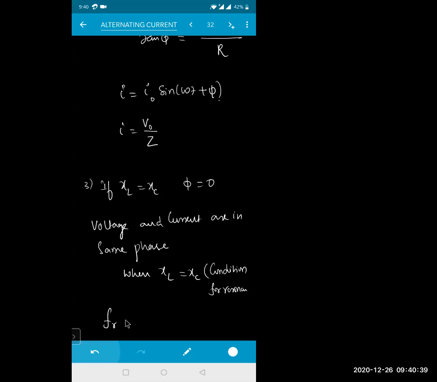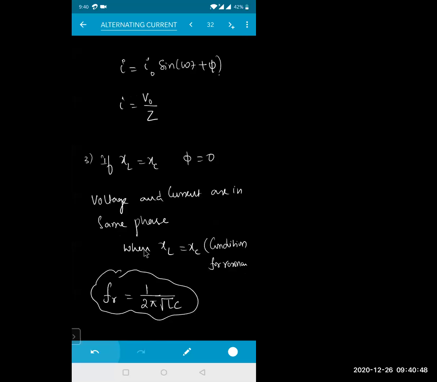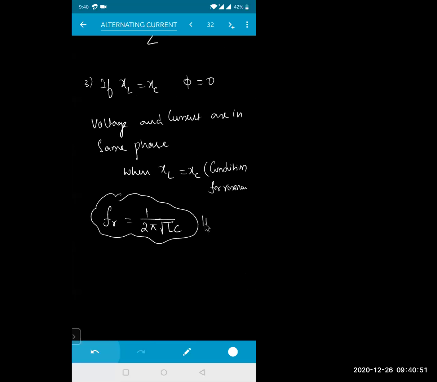So the resonant frequency will be 1 by 2 pi under root of L into C. This will be your resonant frequency, and the unit for this is hertz. So fR is known as the resonant frequency, and omega R is known as the resonant angular frequency.